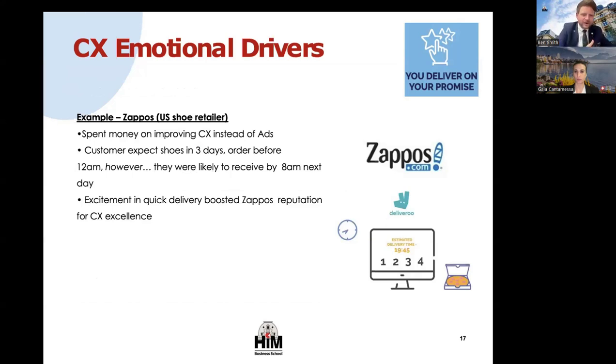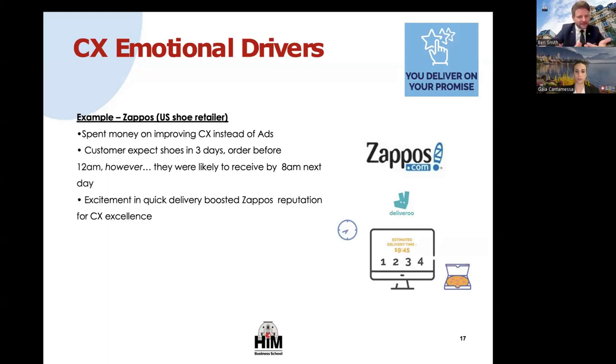Zappos is quite an old company, but it's just a good example because this was one of the first companies, instead of investing in traditional advertising, they decided to invest in customer experience. And they created a specific customer experience strategy, where they would surprise their customers every time.